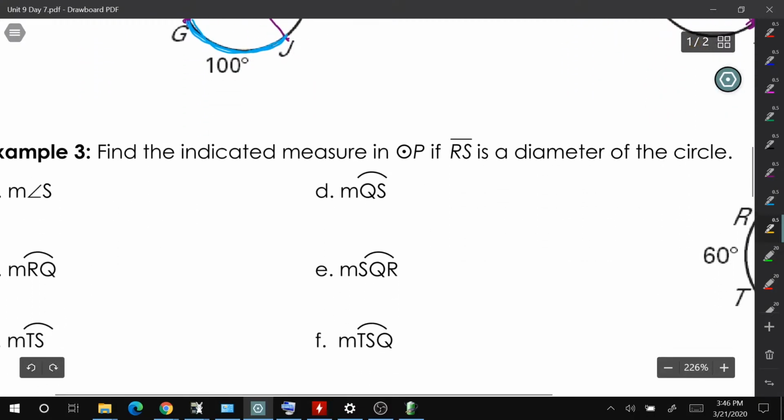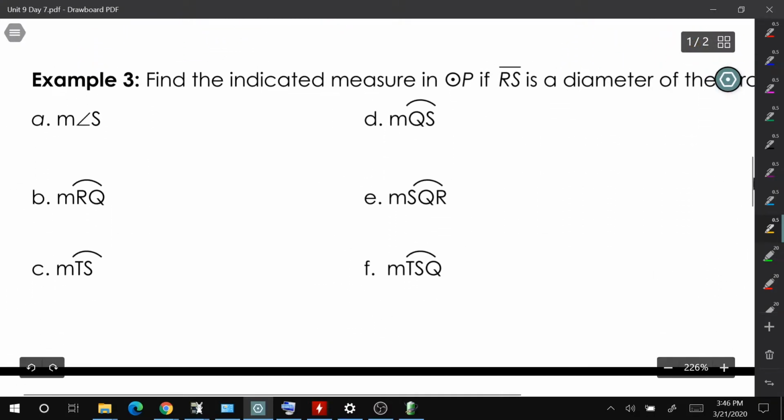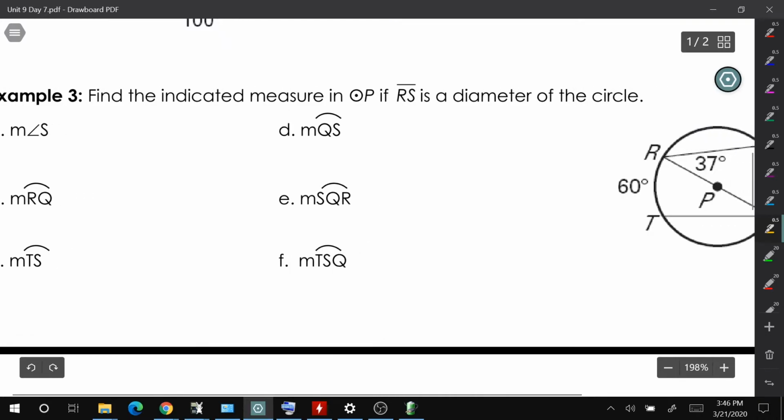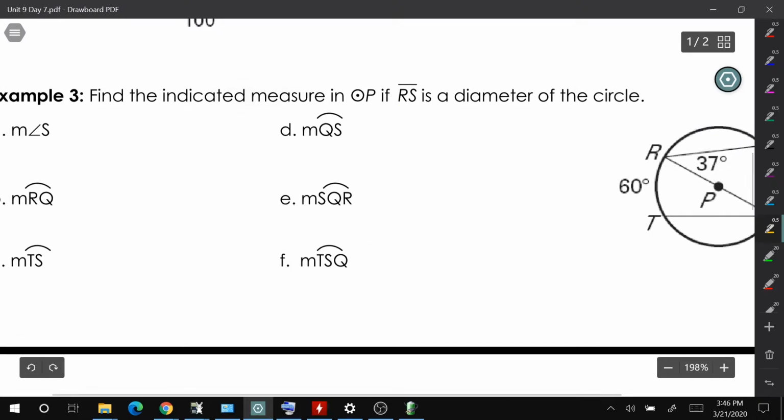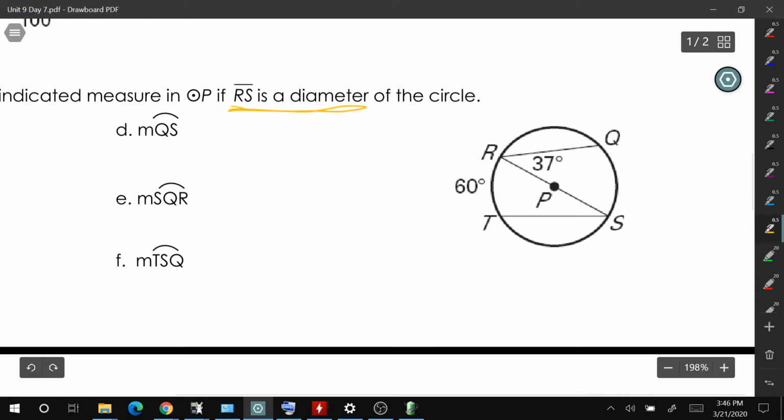Alright, let's look at example 3. We have a lot going on here. They tell us that RS is a diameter. That's important because then we know that this whole arc is 180 degrees and this whole arc is 180 degrees, and that will help us.